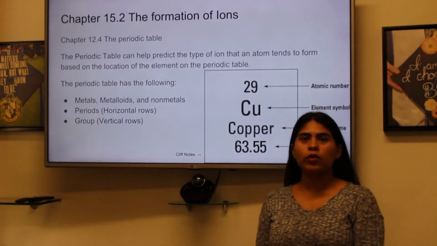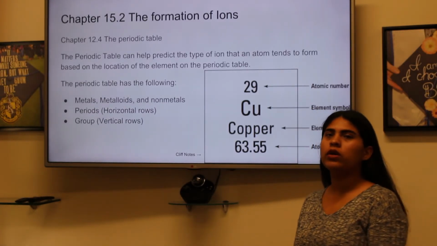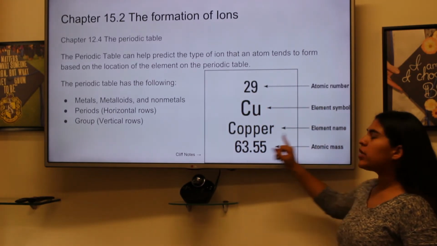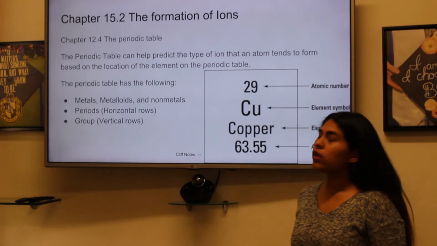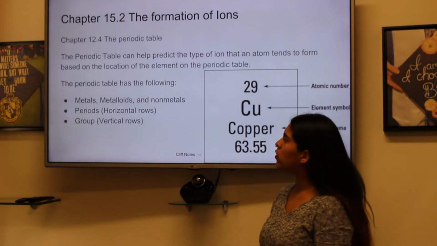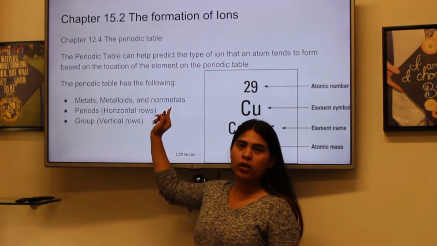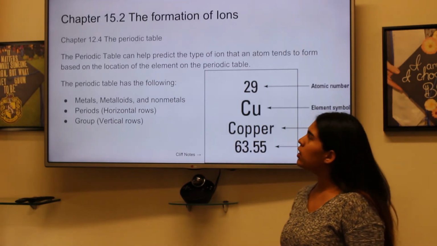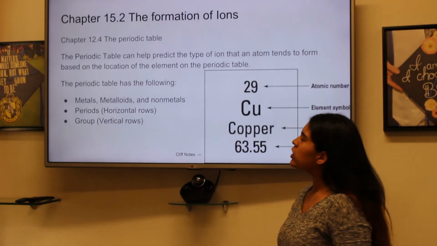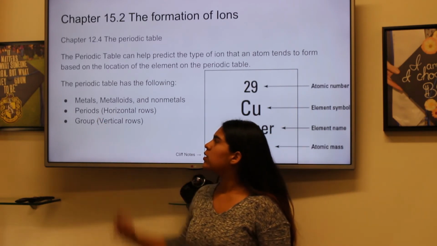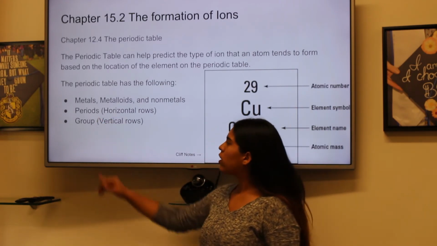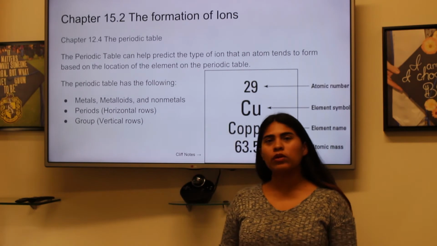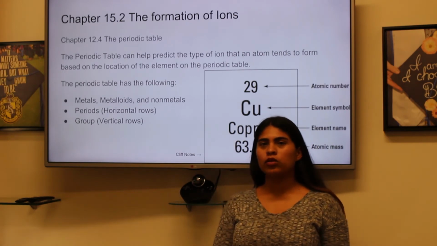The periodic table is important because it tells you all the information that you need to know, such as the atomic number, which is above the element symbol, the element name, and the atomic mass. The periodic table is also broken down by metals, metalloids, and nonmetals. This is important because it helps you realize what type of ion an atom is. The way that you get this information is by looking at the group and the periods. The periods are horizontal rows, whereas the groups are vertical rows. The group is what lets you know whether you want to lose some electrons or gain some electrons.